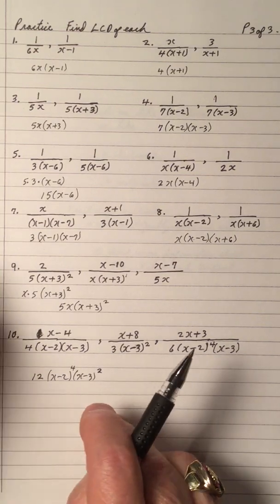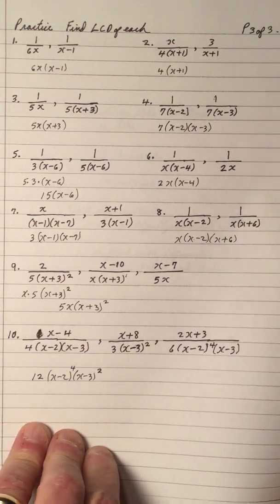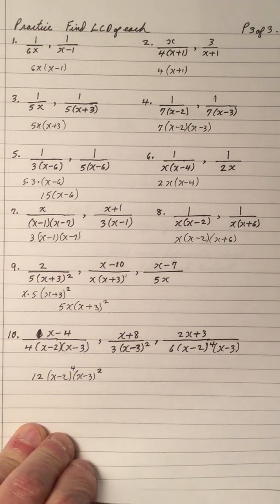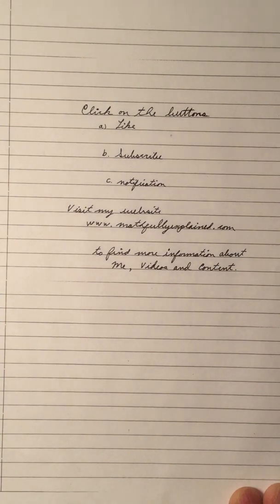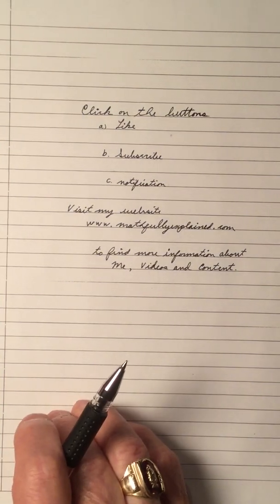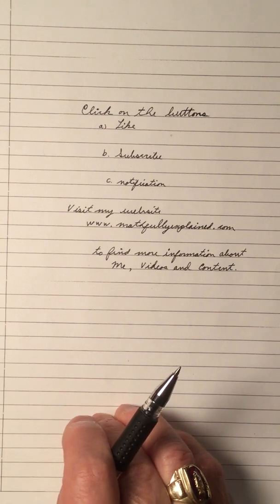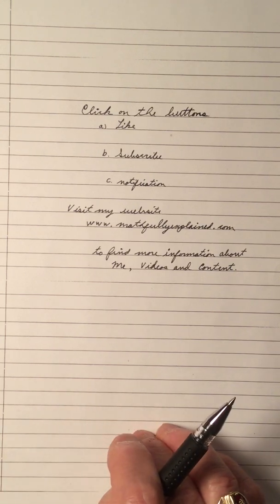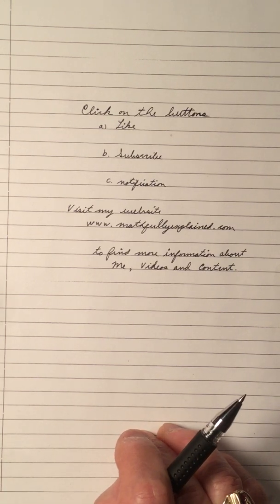So that's how you find the LCD of different fractions. Again, the pattern: find each factor, write it down. Each one has to be represented, and then you take the highest exponent.